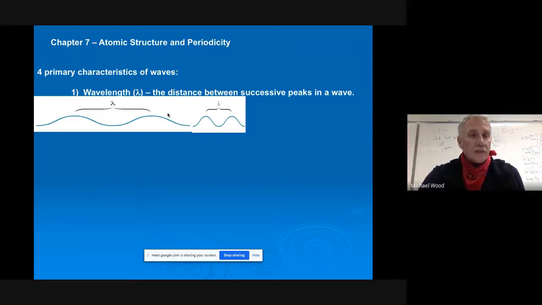So 4 characteristics of waves. The wavelength, like this picture is showing the wavelength. If you just think of the word wavelength, it's the length of a wave, the length of the top of one wave to another, the distance between successive peaks in a wave. The symbol for that is the Greek letter lambda.